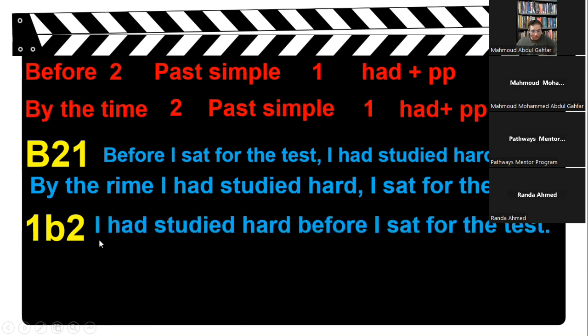So if we join the two sentences, it will be: I had studied hard before I sat for the test. So 1B2. Again, 1B2. When we put before at the beginning of the sentence, it will be B21. And in the middle of the sentence, it will be 1B2. Is it clear, or should I explain it again? Is this slide clear?